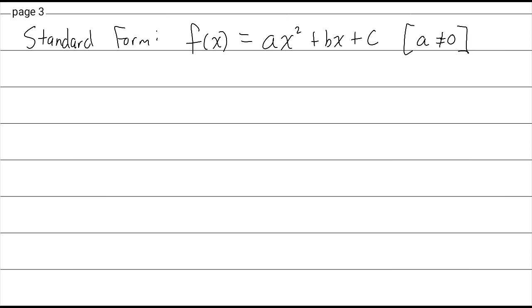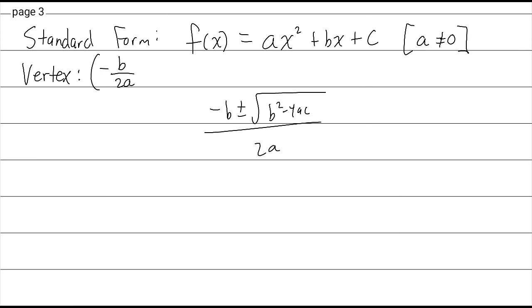I want to answer the same questions, but the vertex is not as easy to identify at this point. So how do I find the vertex? Well, we need to use this little formula. The vertex is a point, with x value negative b over 2a. If you think about the quadratic formula, negative b plus or minus the square root of b squared minus 4ac, over 2a, if I just isolate this piece right here, that's the x value of the vertex.